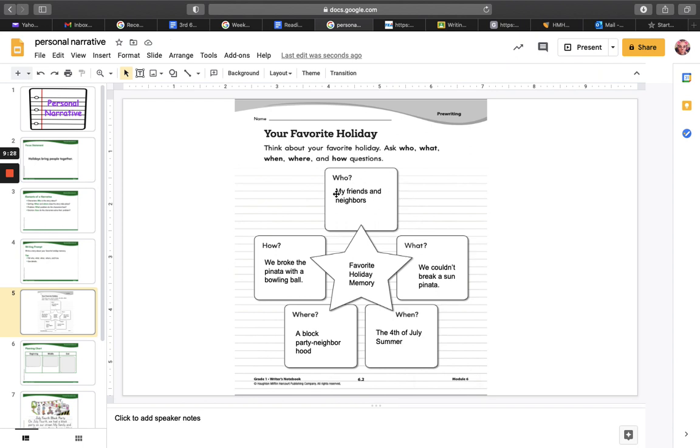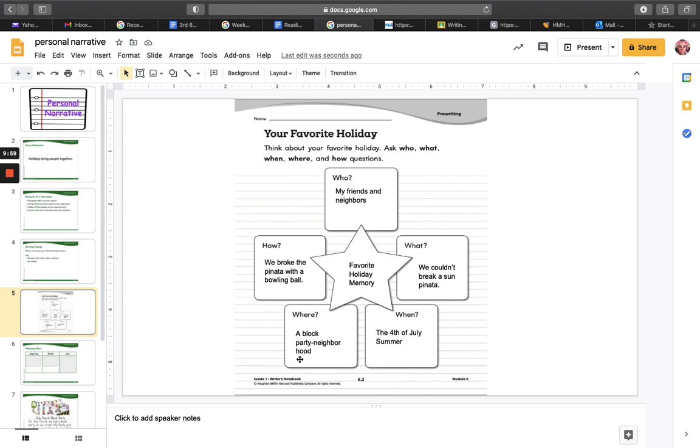And I organized my thoughts from it. My who was there, my characters, my friends, and my neighbors. When did it happen? Well, my holiday was the 4th of July. That's in the summer. Where did this take place at? Well, it was a block party. It was in our neighborhood. What happened during this block party type thing? Well, we couldn't break the sun pinata. And how did we end up breaking it? Well, we ended up breaking it with a bowling ball.